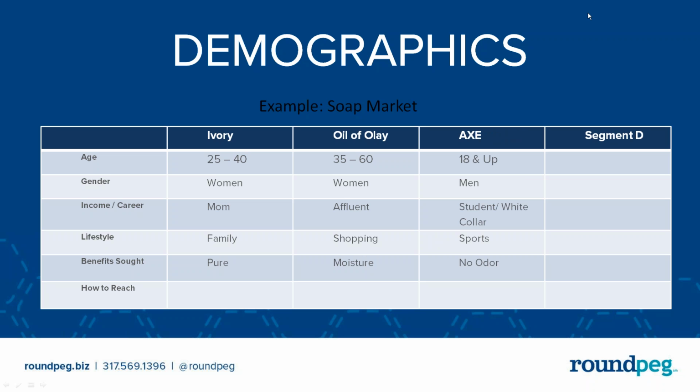Looking at Axe, this is definitely a product targeted at men. Here it says 18 and up. I would argue it's actually more like 13 to 25. Definitely men, lots of students, white collar, things that these guys do in their spare time. They're active, they're going out, they're playing sports.